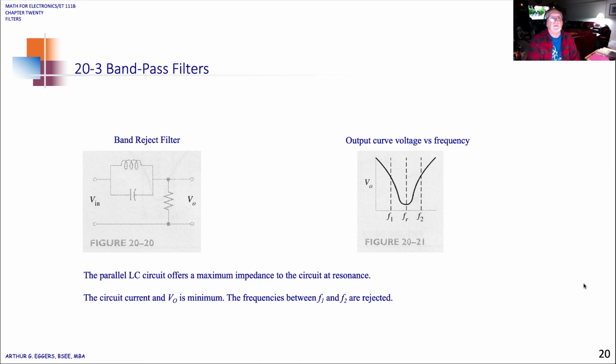Finally, we look at just an example here of a band reject filter. You can see we've got a little different configuration here. We've got the capacitor and the inductor in parallel now with the resistor in series, and you notice that the output curve looks a little different. It's inverted from what we've seen. The parallel LC circuit offers a maximum impedance at resonance. The circuit current and V out then is a minimum, and the frequencies between the two cutoffs then become rejected.